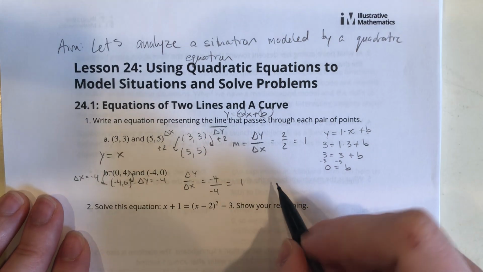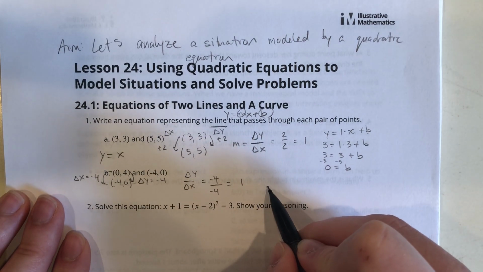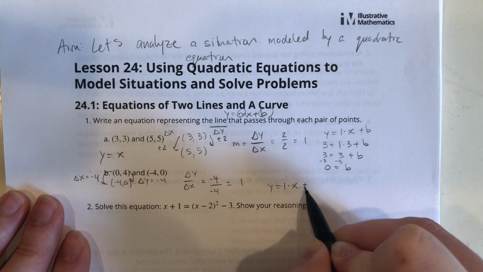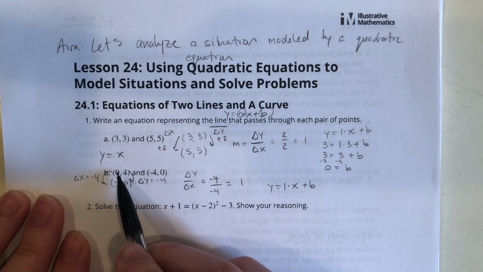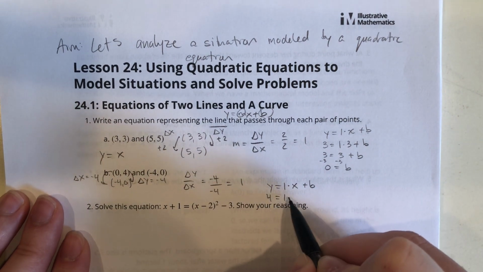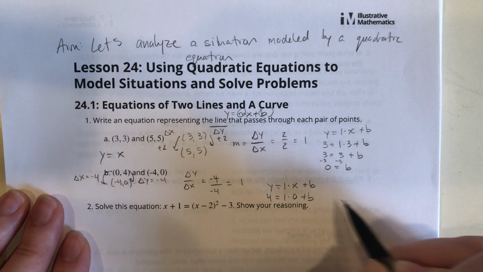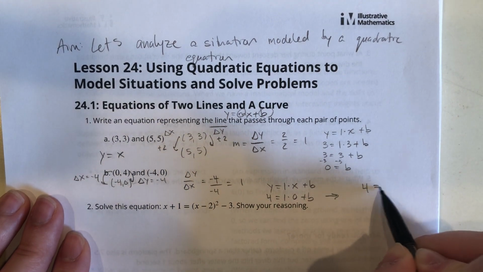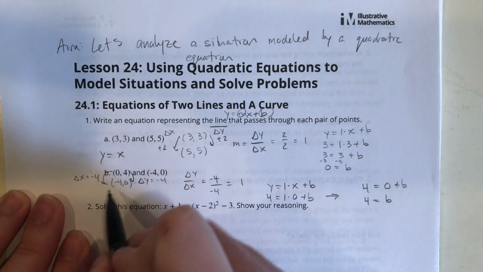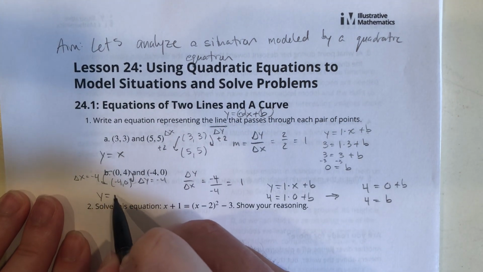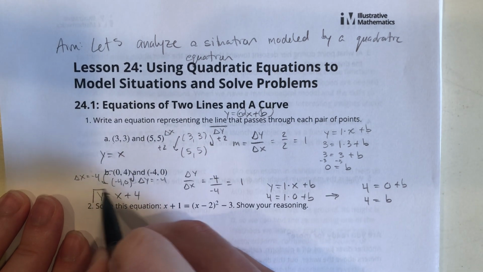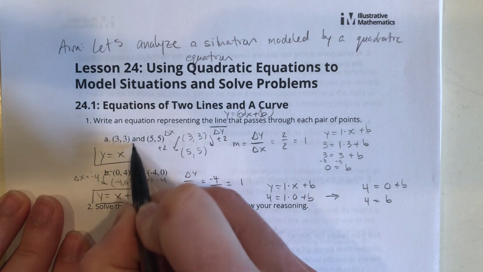And I'm going to plug that in to my slope-intercept form equation. Y equals 1 times x plus b. I'm going to choose 0, 4 to plug in. So plug in 4 for y, 0 for x, and we get 4 equals 0 plus b, or just 4 equals b. Putting it all together, I get y equals x plus 4, because my slope is a 1, so I really don't need to write it.